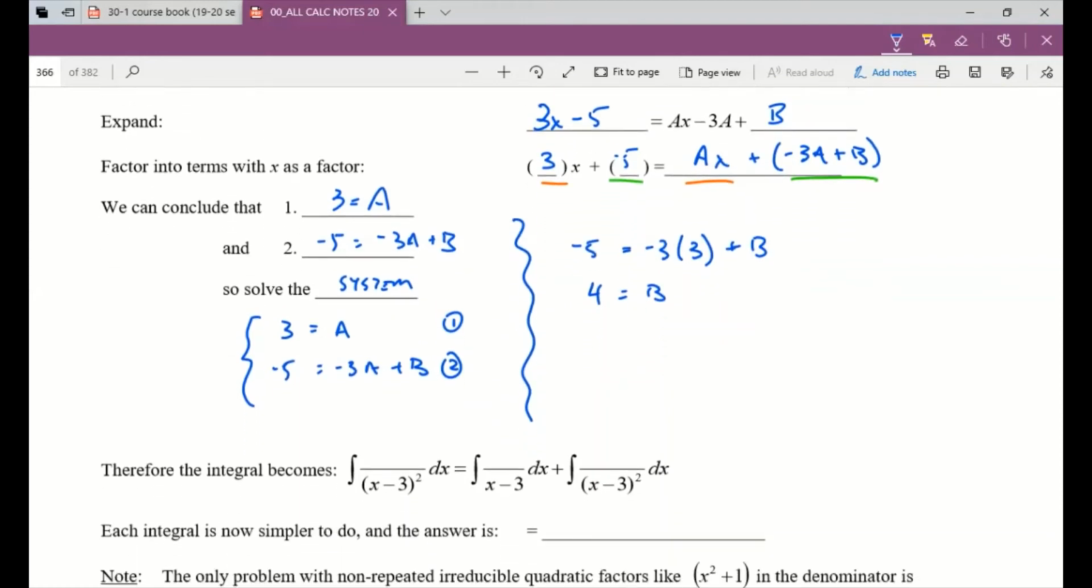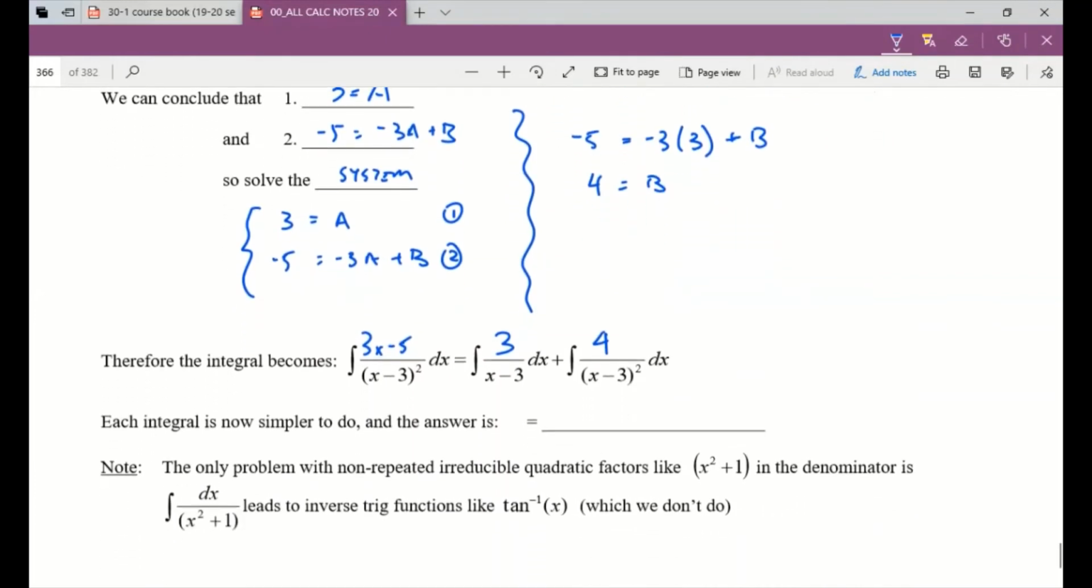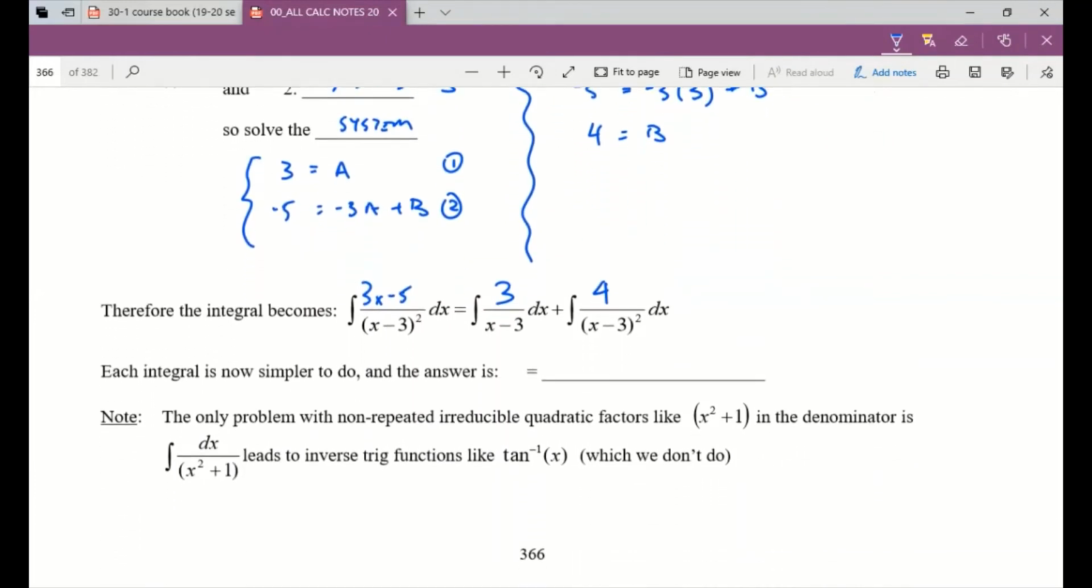Therefore, our integral of 3x minus 5 over x minus 3 squared, we found that a was 3, and we found that b is 4. And so that's how these break apart. Integral of 3 over x minus 3 dx plus integral of 4 over x minus 3 squared dx. And this ends up being quite a bit simpler to do.